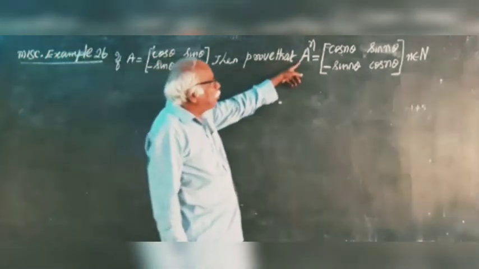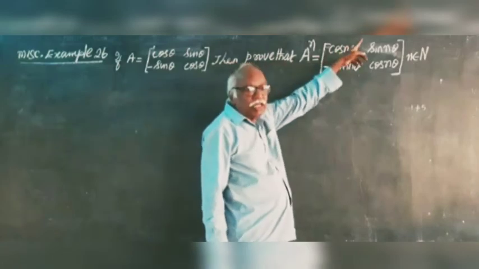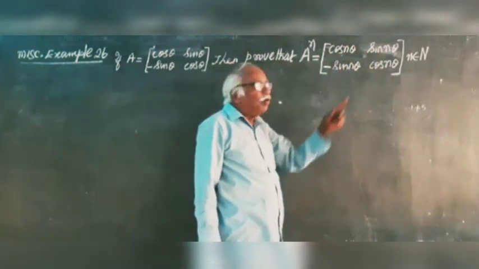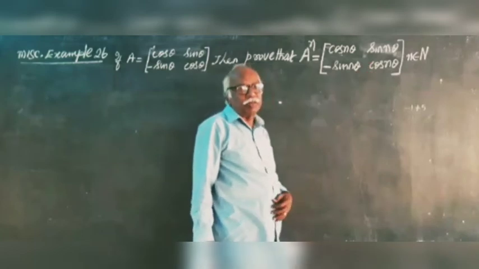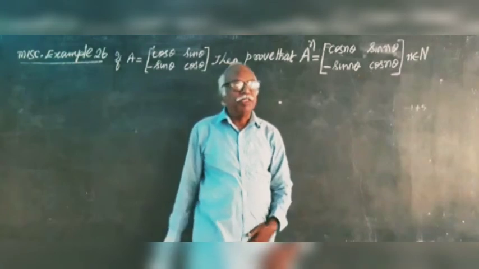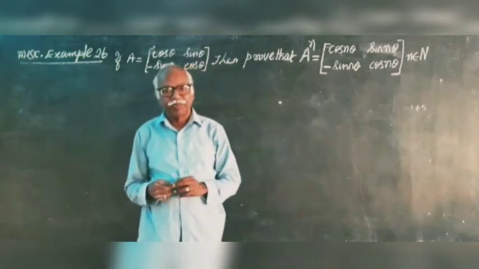Miscellaneous example 26. If A is equal to the matrix [cos theta, sin theta; minus sin theta, cos theta], then prove that A^n is equal to [cos n theta, sin n theta; minus sin n theta, cos n theta] for n belongs to natural number. This sum can be proved by the principle of mathematical induction.